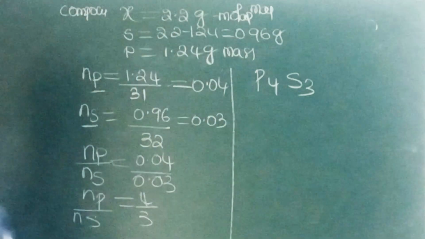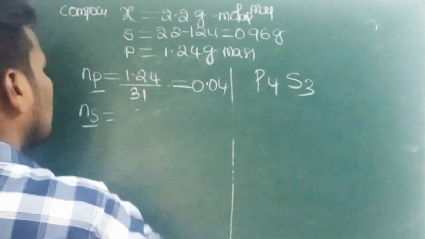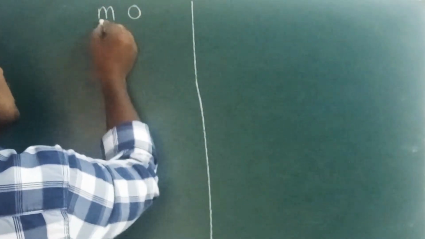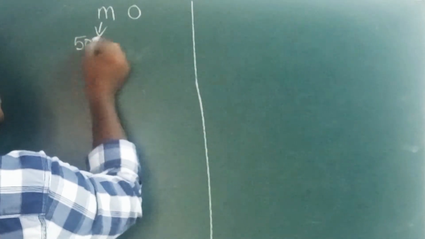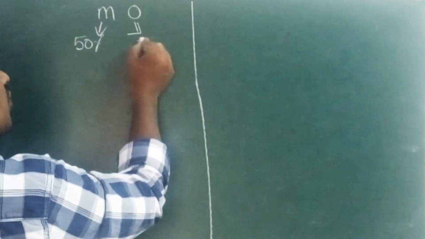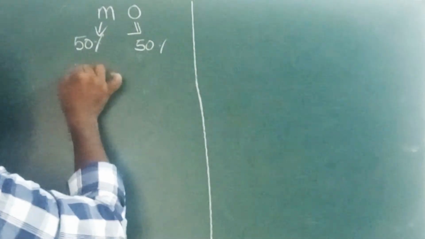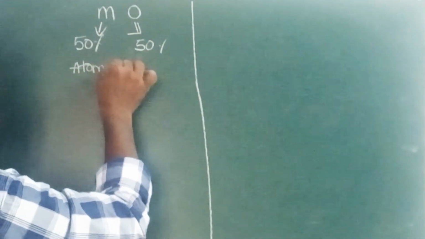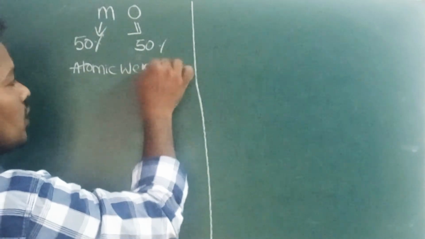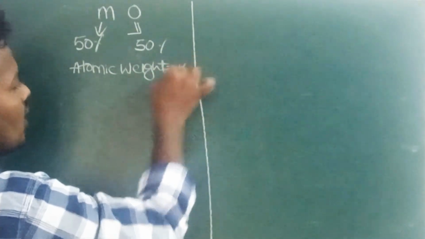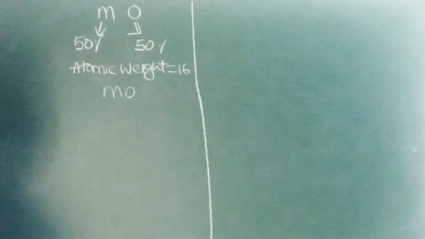Okay, you can see another numerical. Here there are two oxides present. There are two oxides present whose molecular formula is MO. The metal is present 50 percentage, so obviously oxygen is also present 50 percentage. If they are present 50 percentage, the atomic weight will be 16 only. Molecular formula is MO. This is okay, no problem.